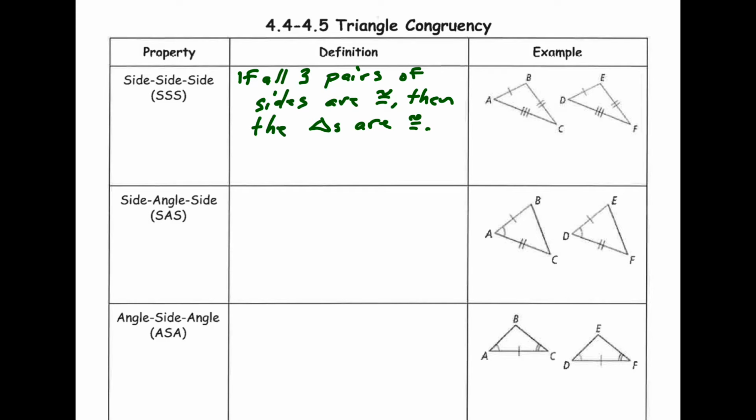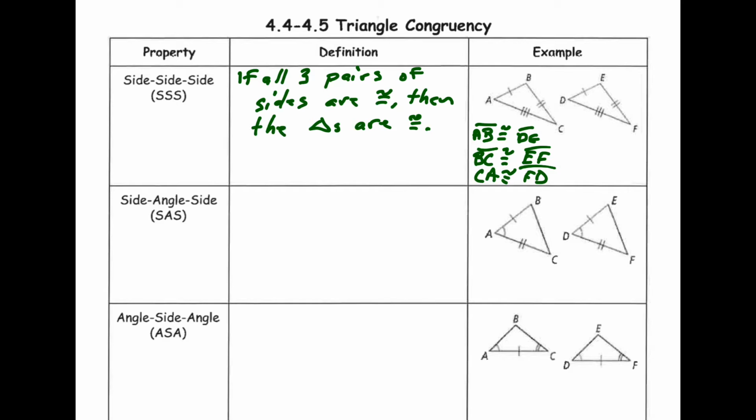And for our definition, I'll go ahead and write it in there. All right, so for our triangle congruence statement for this one, if all 3 pairs of sides are congruent, then the triangles are congruent. So if we know, for example here, AB is congruent to segment DE, and we know segment BC is congruent to segment EF, and then we know segment CA is congruent to segment FD, then we know that the triangles are congruent.